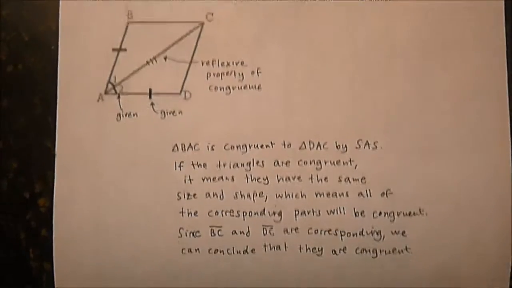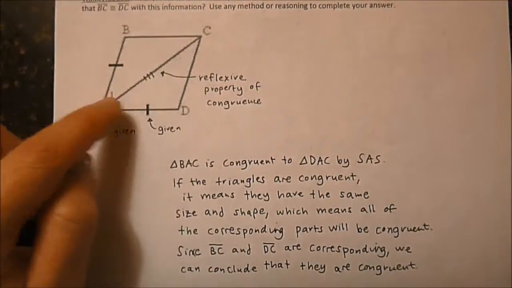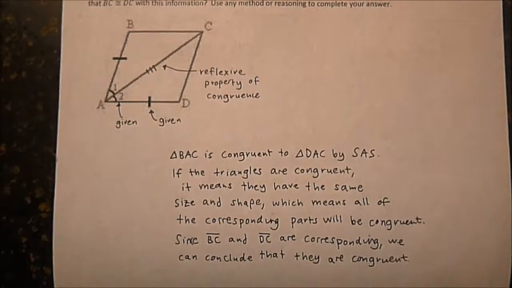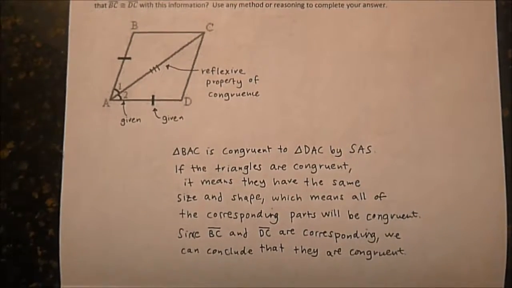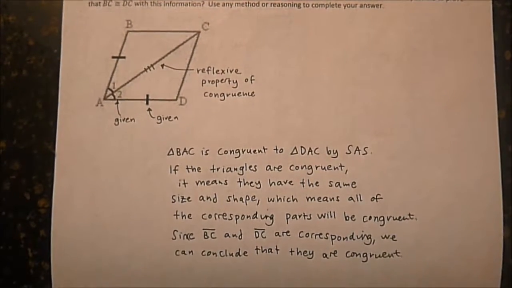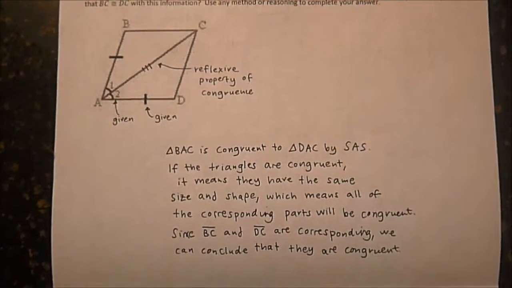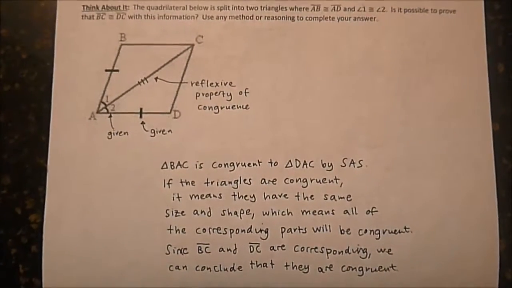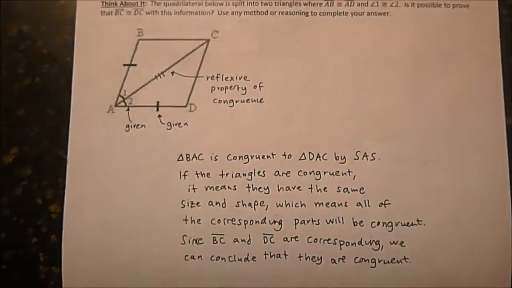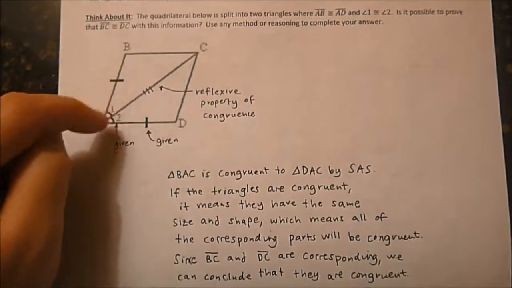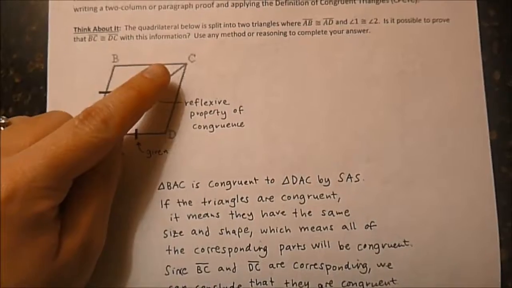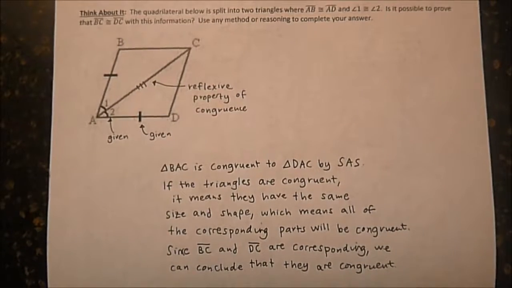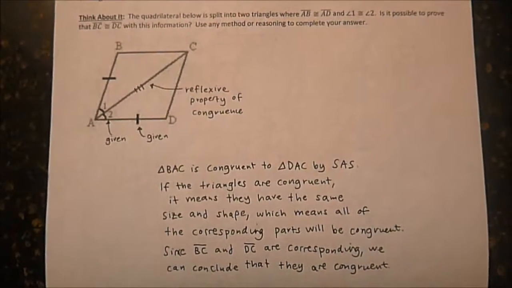So from there, if I know that the two triangles are congruent by SAS, it means that the triangles are going to have the same size and shape. Remember, the definition of congruent that we use in geometry is two figures are congruent if they have the same size and shape. So the corresponding parts of those two triangles are also going to have the same size and shape, meaning they're going to be congruent. So it follows logically that if these two triangles are congruent, BC will also be congruent to DC because they are corresponding parts, and corresponding parts are congruent.